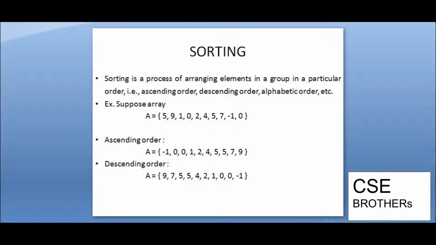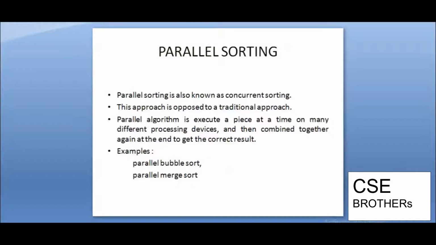You can see in the slide, ascending order is -1 0 0 1, descending order is 9 7 5 5. There are many sorting algorithms like bubble sort, selection sort, insertion sort, quick sort, merge sort. We can use any of these algorithms to sort our array, but our main idea is parallel sorting, to improve the time and space complexity of existing algorithms. That's why we define parallel sorting.